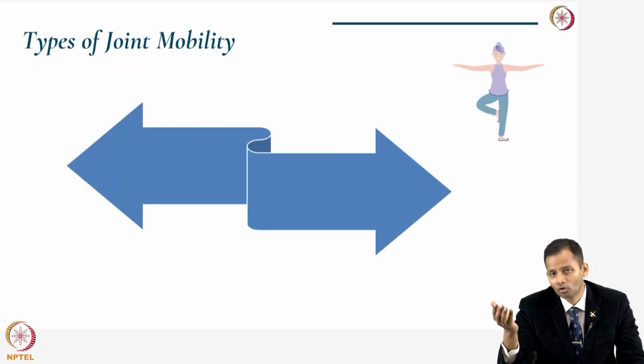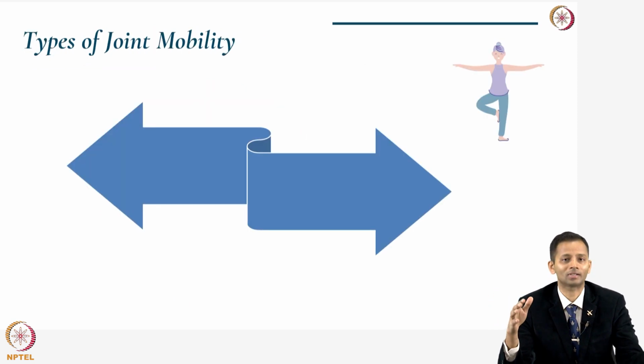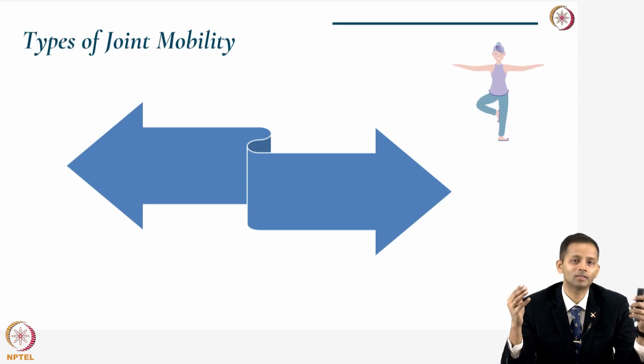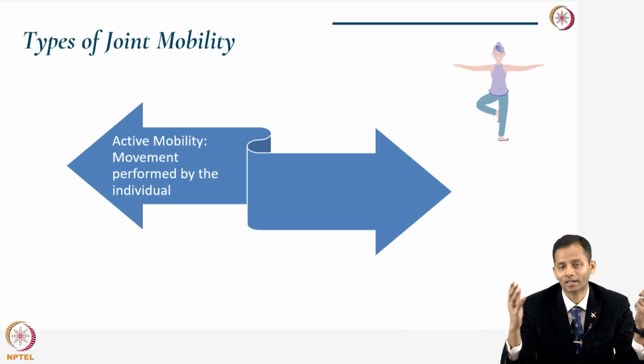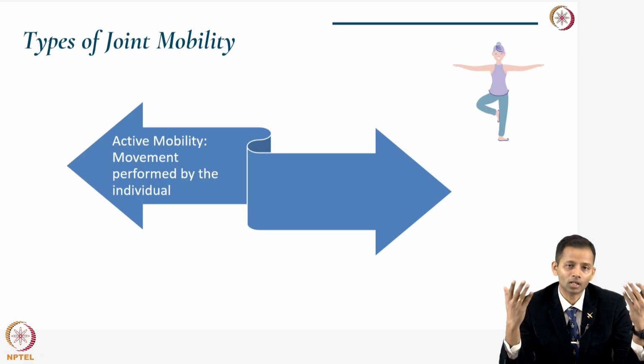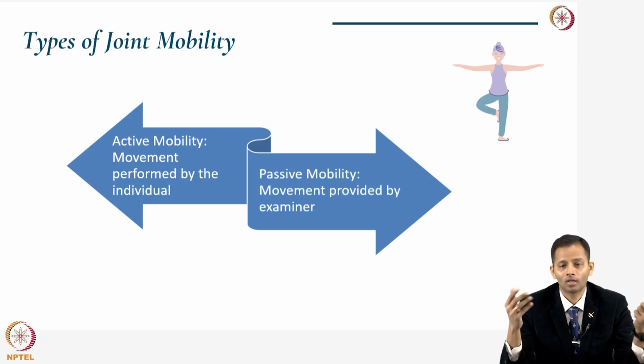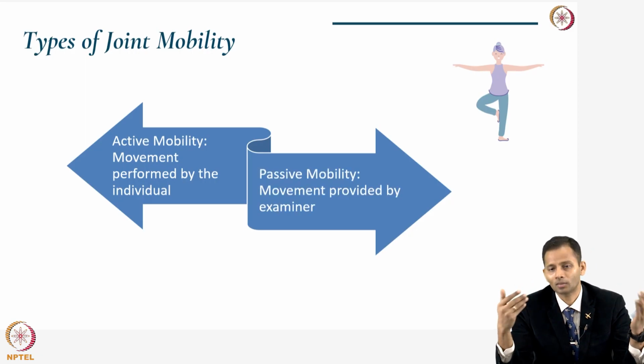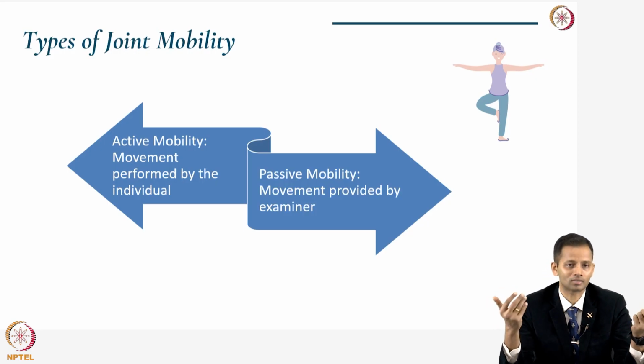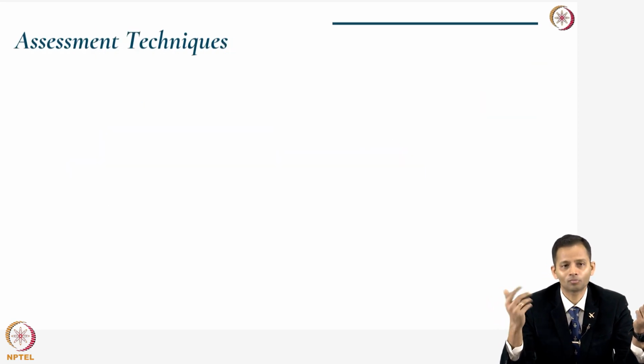So when we speak about joint mobility, we need to know what are the types of mobility that is possible. One is the active mobility, where the individual himself or herself performs, whereas passive mobility is with the help of an examiner or an external resistance. So that becomes a passive mobility.